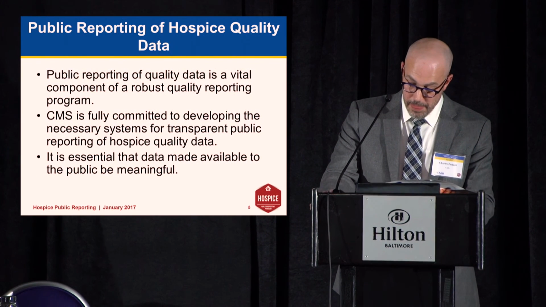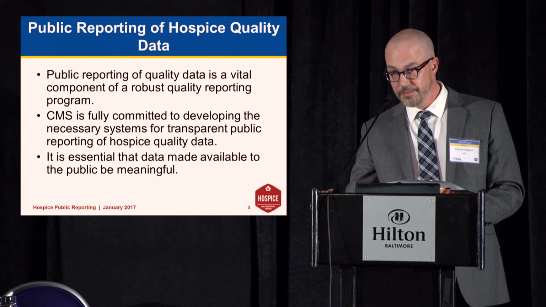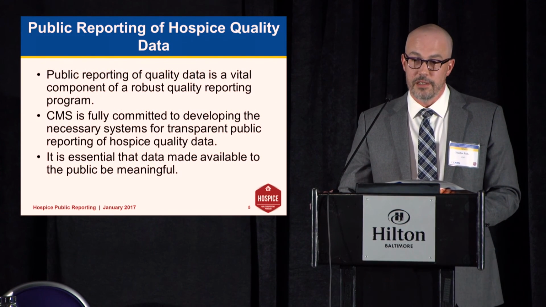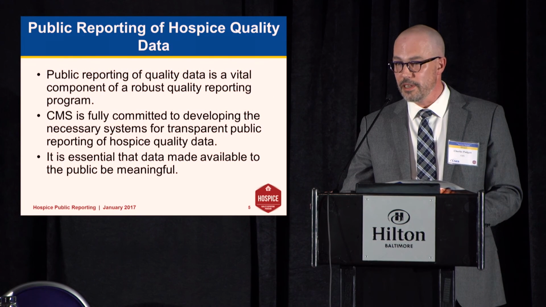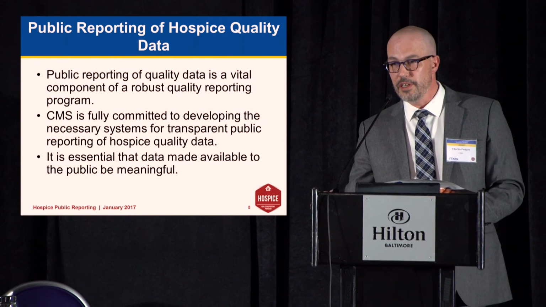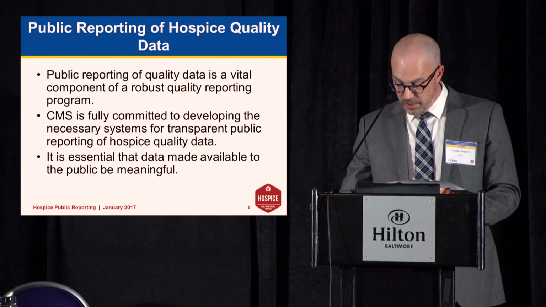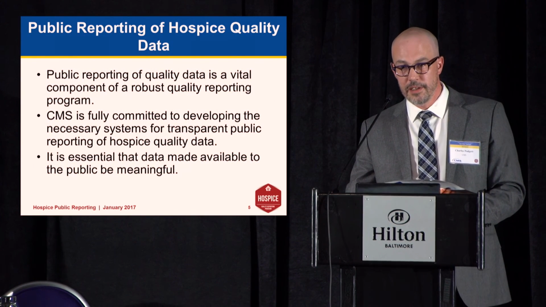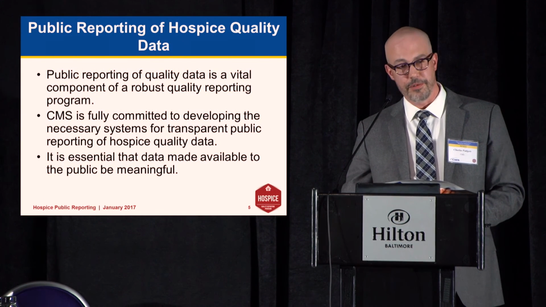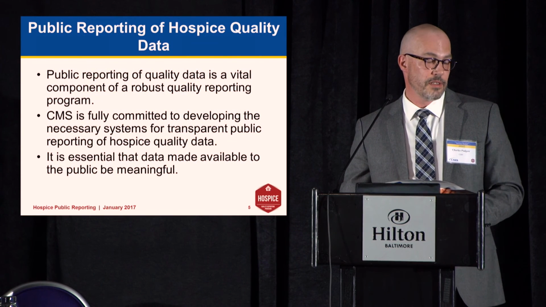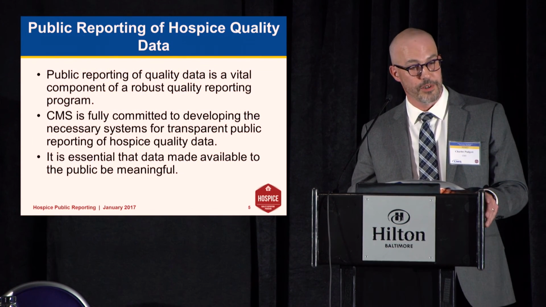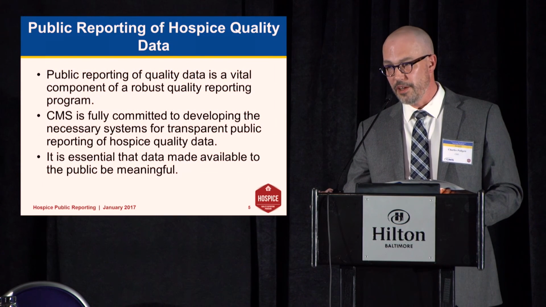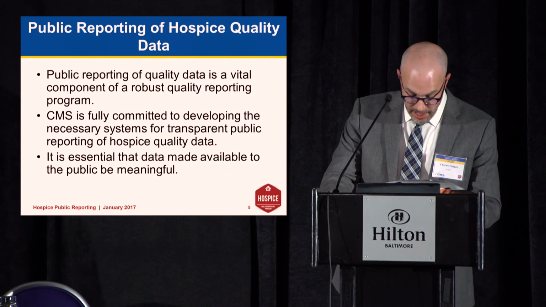It's essential that the data be made available to the public and that it's meaningful. What do we mean by meaningful? In order to be meaningful, it has to be easily understood. When we get into quality metrics, sometimes it can be complex, and a percentage doesn't always mean a lot to a consumer. So beyond just listing a percentage on the compare websites, we also have other ways of interpreting the data, not only graphically or visually, but for some measures we use evaluative statements, such as better than the national average or worse than the national average, that help consumers understand where any particular hospice lies with respect to other hospices around the country and the national average.